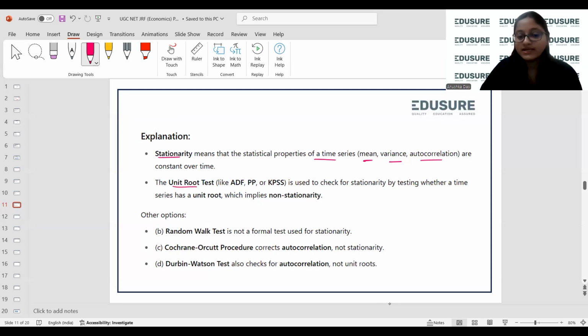Now, see, the unit root tests like ADF, KPSS, PP are used to test stationarity, testing whether a time series has a unit root, which implies non-stationarity. So as I've told you, random walk is not a formal test. Cochrane-Orcutt and Durbin-Watson are used to check for autocorrelation and not stationarity. So A will be the right answer for this question.